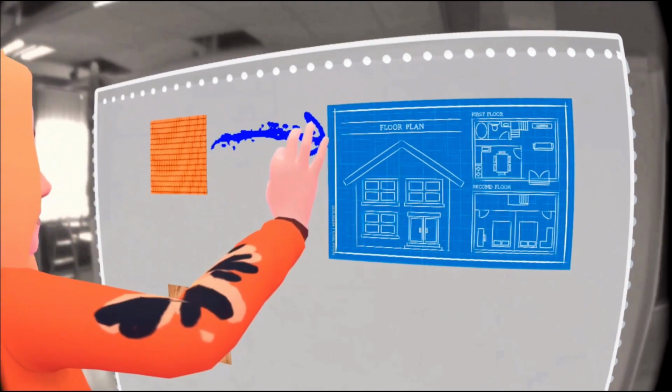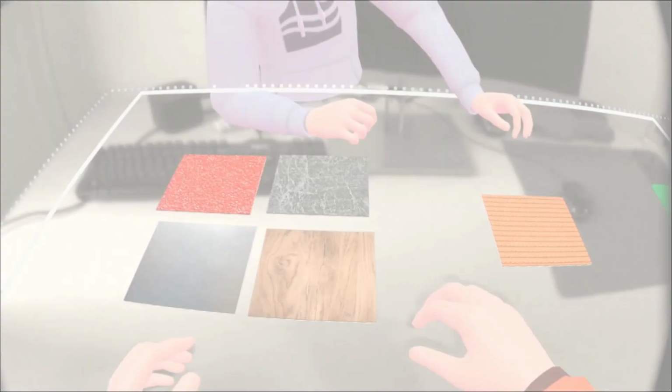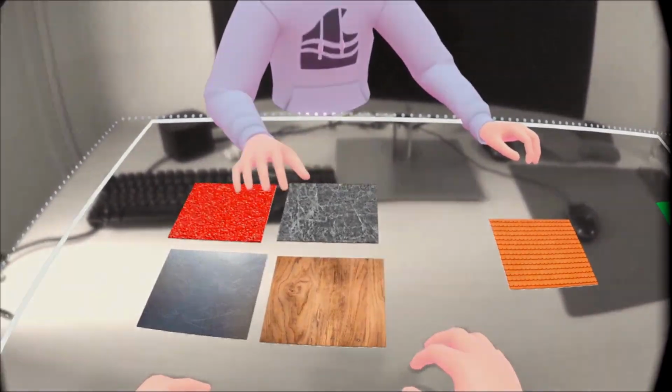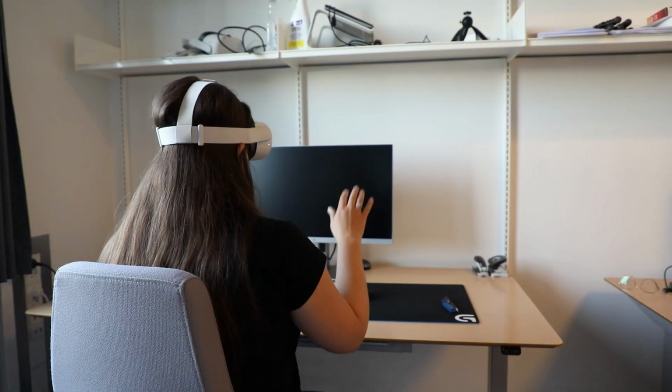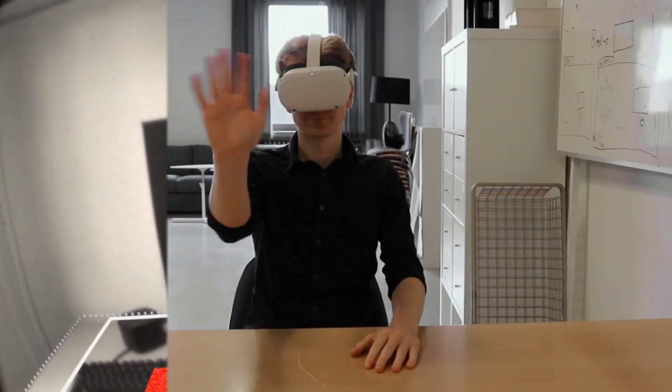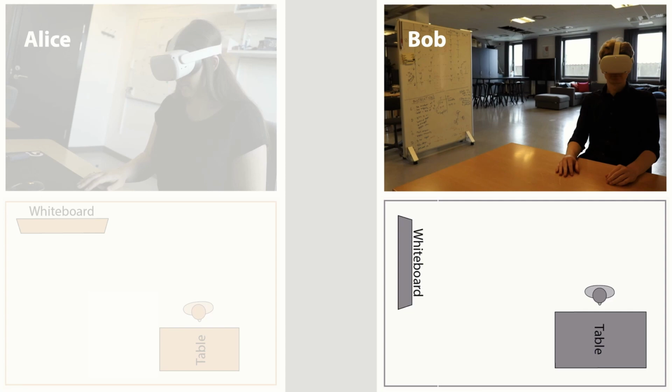Mixed reality allows for distributed meetings where people's physical rooms are virtually aligned into blended interaction spaces. But challenges arise when people's rooms are physically dissimilar. Imagine Alice and Bob meeting from their individual offices. Alice's whiteboard is behind her desk and Bob's whiteboard is to his right.